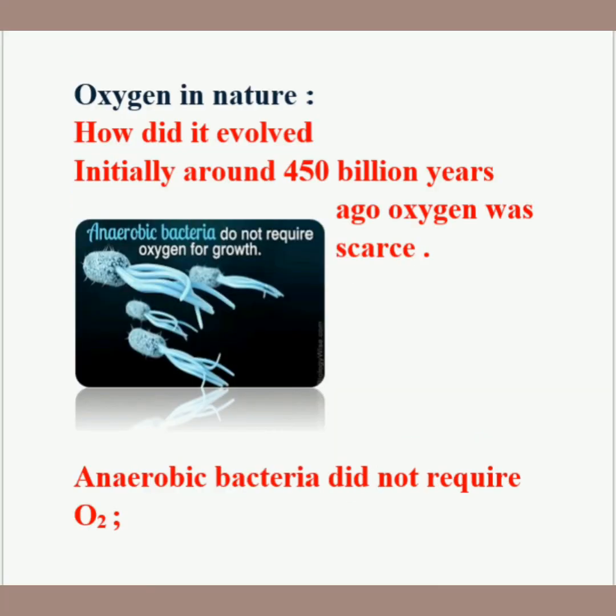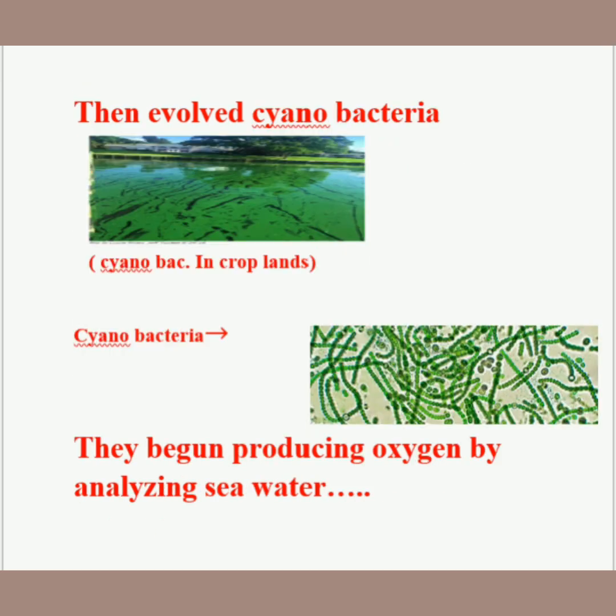Initially, the atmosphere was not conducive to life as oxygen was very scarce about 350 billion years ago. Then life was in the form of anaerobic bacteria or microbes which didn't require oxygen to live. Then cyanobacteria came into existence. They split seawater in the presence of sunlight to produce a huge amount of oxygen. These cyanobacteria can be seen in the croplands even nowadays.